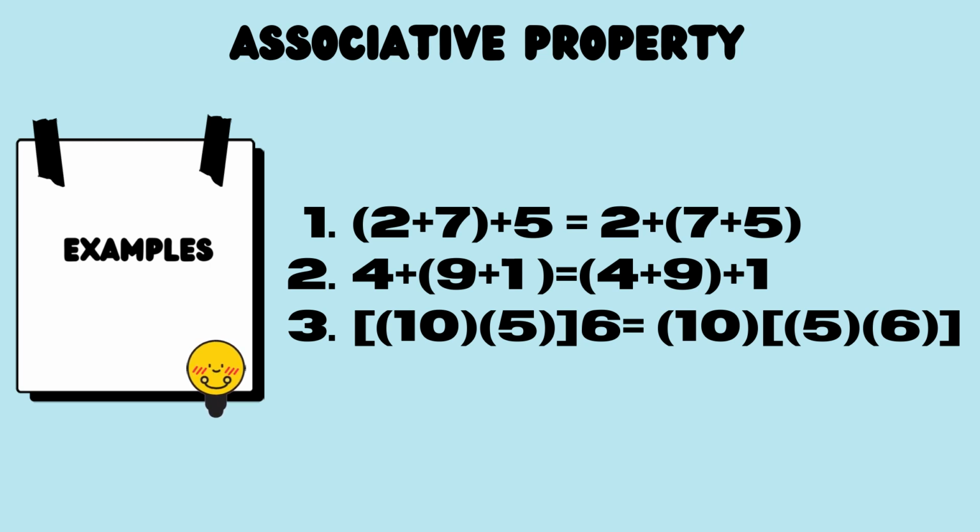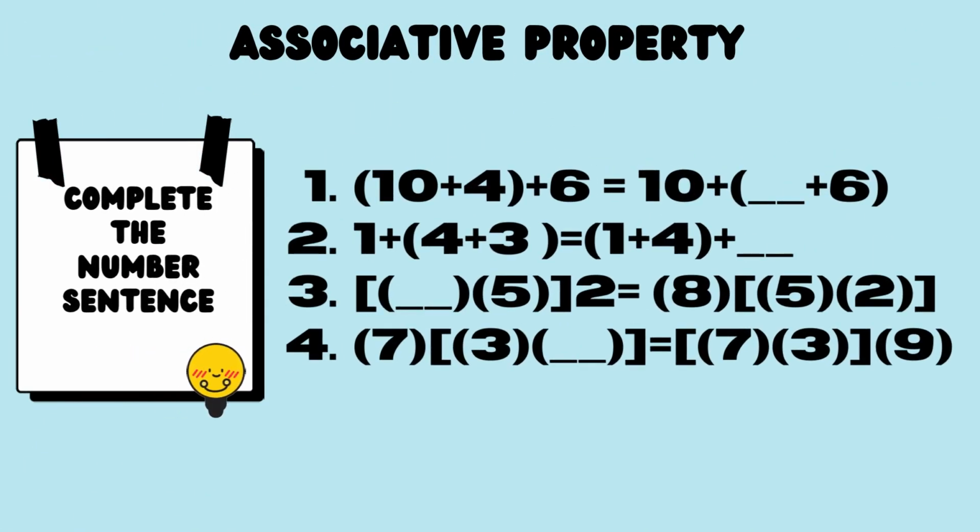So you see, it will not affect the sum or the product no matter how you regroup the factors. Let's proceed to more examples. You complete the number sentence. You have now 10 plus 4 plus 6. Then what can be the missing number here? In number 2, we have 1 plus the sum of 4 and 3. On the other side, the sum of 1 and 4 added to what number?